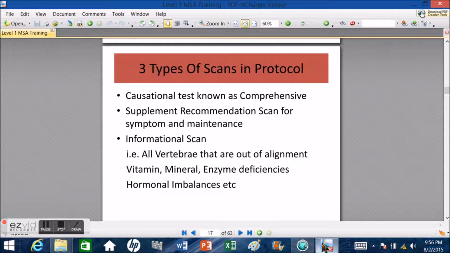Let's try another example. Suppose that we have someone that comes in and they're having some breathing trouble. They're having a hard time breathing. And you run your comprehensive analysis and it shows up thoracic 3 as an imbalance. So really, if you look at thoracic 3, it's related to the lungs and your breathing. So the root cause of the issue is the thoracic 3 imbalance.